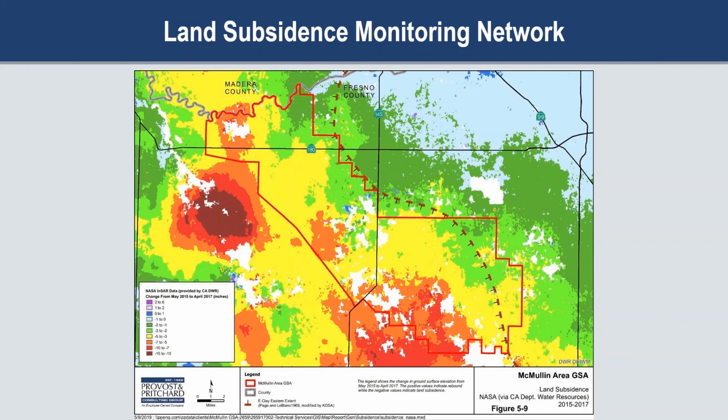And the reason that the Corcoran clay extent is estimated there to the east of MAGSA is that subsidence, generally speaking, or actually almost specifically, is related to the loss of storage capacity of the clay layers, which in this case would be the main clay layer, the Corcoran clay, in the valley.